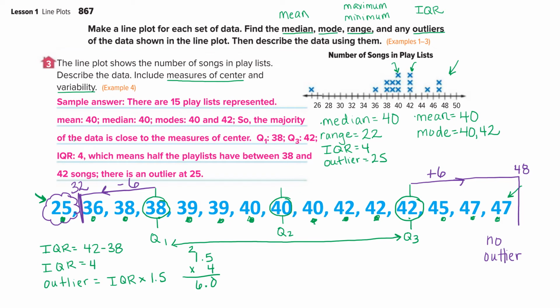There are 15 playlists represented. The mean is 40, the median is 40, the modes are 40 and 42, so the majority of the data is close to the measures of center. Q1 is 38, Q3 is 42, the IQR is 4, which means half the playlists have between 38 and 42 songs. There is an outlier at 25.